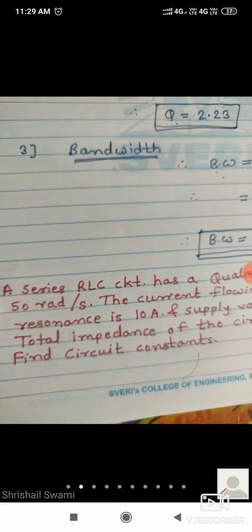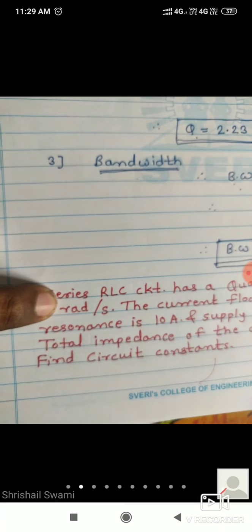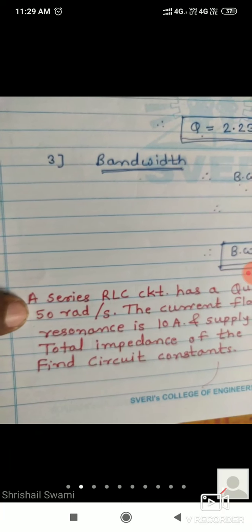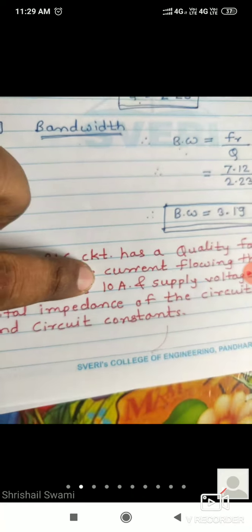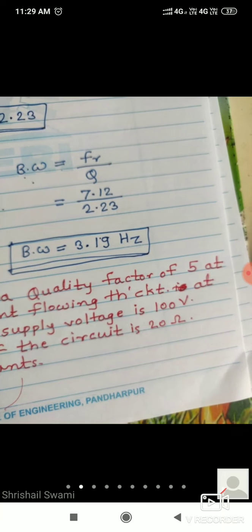Omega value is given. What is the unit of omega? Radian per second. That is the angular frequency. So that is given, 50 radian per second. Now next, the current flowing through the circuit at resonance is 10 ampere. So the value of I is given, that is 10 ampere, and the supply voltage is given, V is equal to 100 volt. So the total impedance of the circuit is 20 ohm.